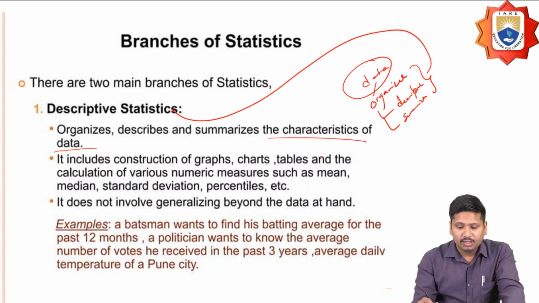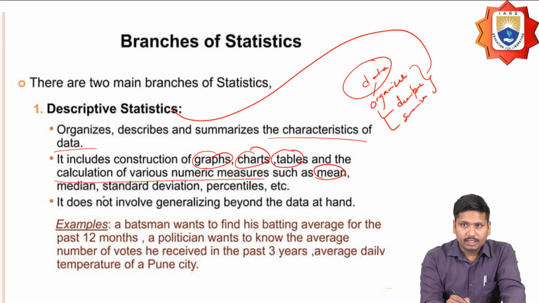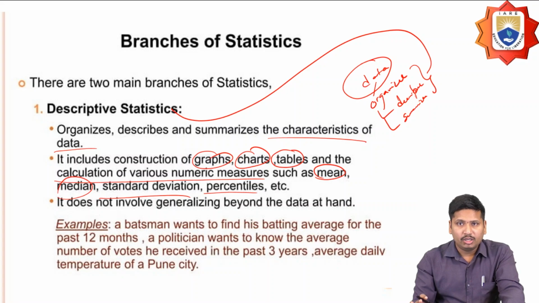Descriptive statistics normally involves the construction of graphs, charts, tables, and the calculation of various numeric measures such as mean, median, standard deviation, and percentile. It does not involve any kind of generalization beyond the data at hand. It mainly deals with the organization of the data, describing it, and summarizing its characteristics.